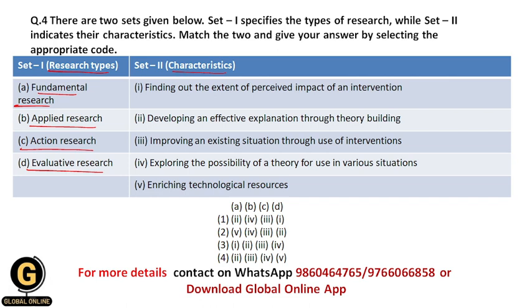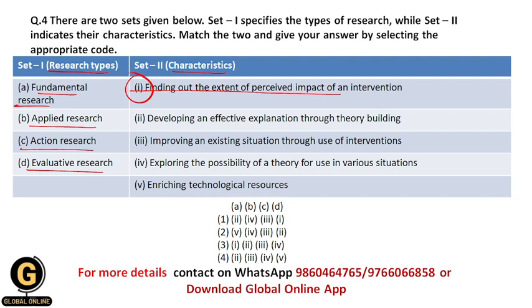Now let us see what are the characteristics that they have given us. Finding out the extent of perceived impact of an intervention. Okay, it means that whenever you get the effects of your research, then how much the causes are causing that much amount of effect. So whenever there is increase in cause, then how much effect it will be having, or whenever you decrease the cause, then how much effect you will be having. So this is the meaning of this first statement.